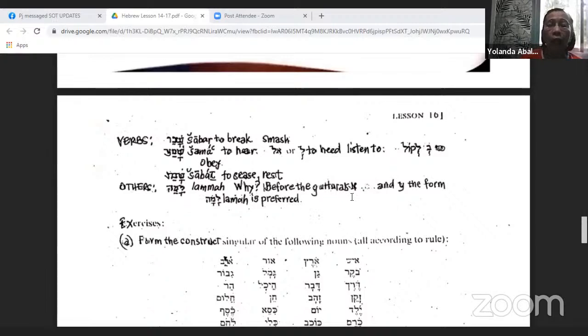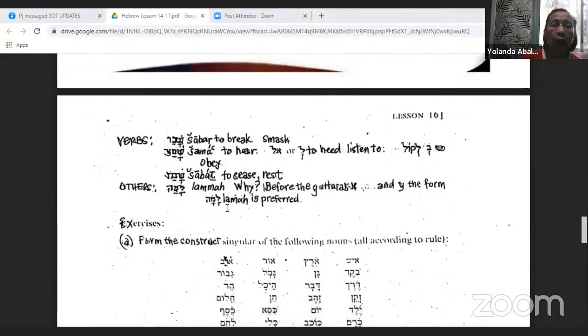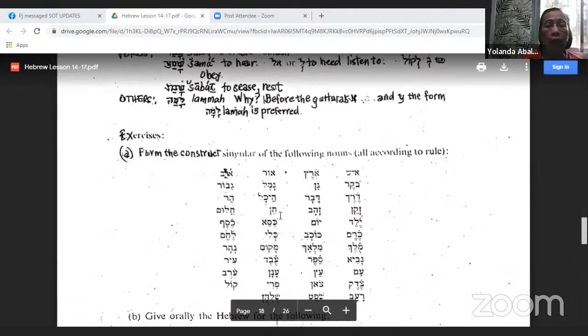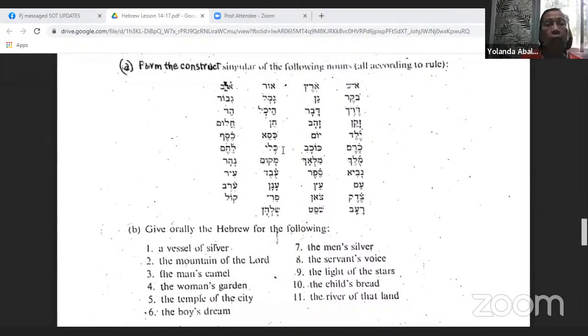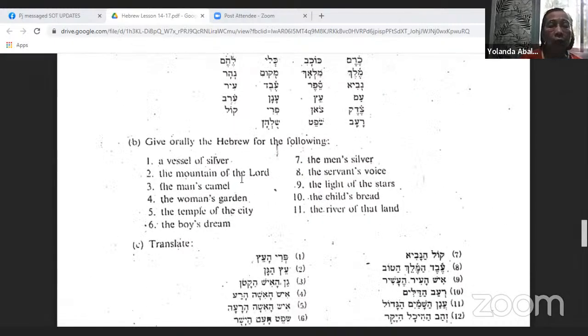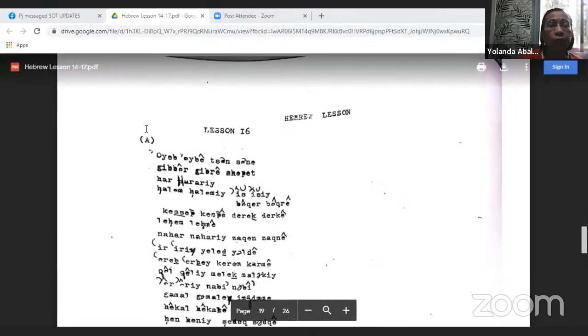Before a guttural aleph and before a guttural ayin, the form is lama. Hindi po siya double M. Singular M, lama. Ito tayo. Construction. Nakita nyo, marami pong i-construct. At ang i-construct ninyo ay, clue ninyo ay nandyan.